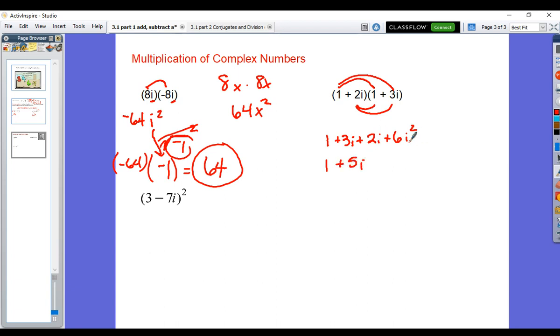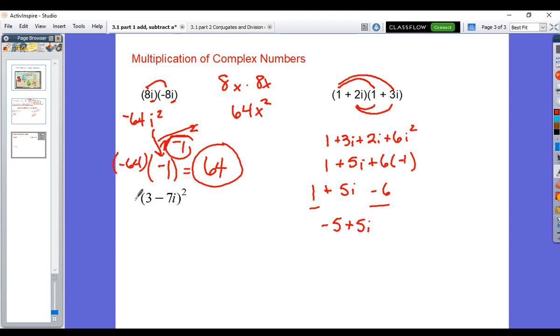Now let's look at the 6i squared. Remember, i squared becomes negative 1. So this becomes 6 times a negative 1. You multiply that, we get a negative 6. And then we can combine like terms one more time. 1 minus 6 is a negative 5 plus 5i. So even though the negative is in front, we always try to keep all the whole numbers, the constant numbers, the real numbers, quote unquote, in front of the imaginary, just like this.